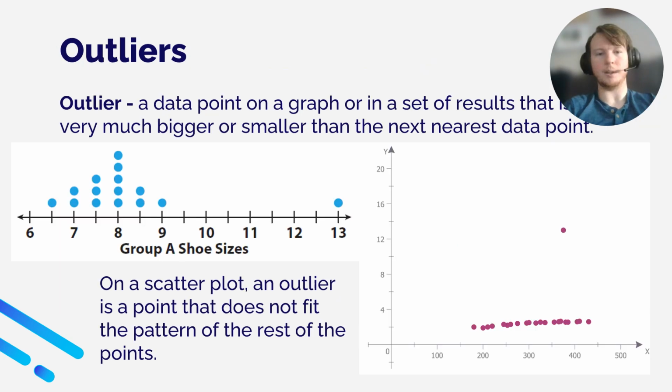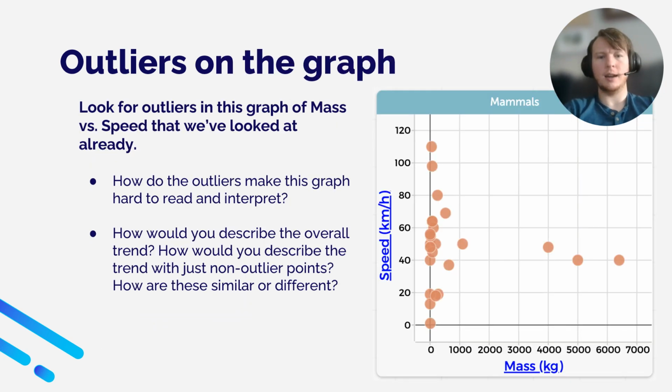We talk a little bit about outliers here. An outlier is a data point in a graph or in a set of data that is very much bigger or smaller than the next nearest data point. We visualize this on a dot plot as being simply far to the left or to the right of the rest of the points. We visualize this in a scatter plot as an outlier that really does not fit the pattern of the rest of the points.